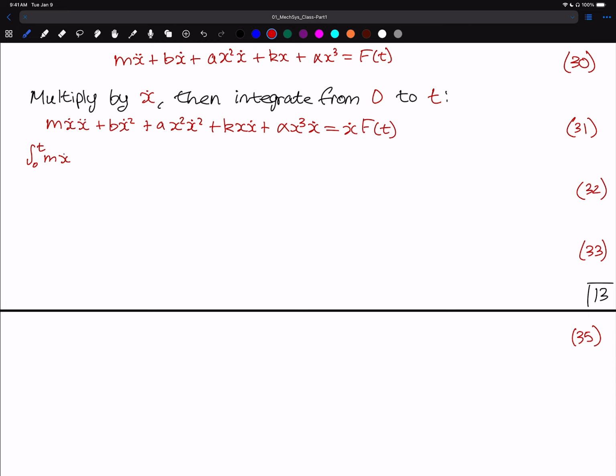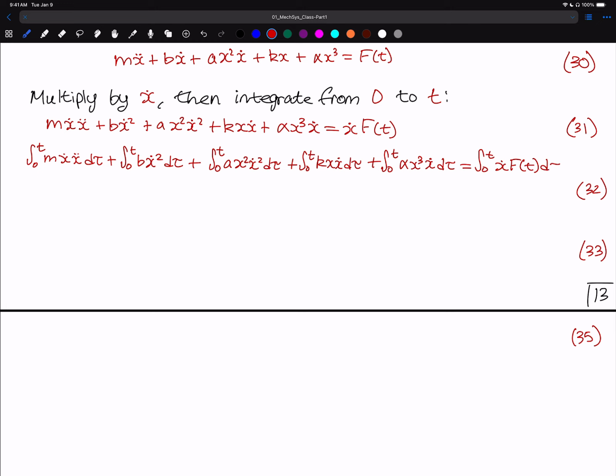0 to t of m x dot x double dot dt. Or I guess in this case we need a dummy variable, so this will be d tau, plus the integral from 0 to t b x dot squared d tau plus the integral from 0 to t a x squared x dot squared d tau plus the integral from 0 to t k times x x dot d tau plus the integral from 0 to t alpha x cubed x dot d tau equal to the integral from 0 to t of x dot f of t d tau.